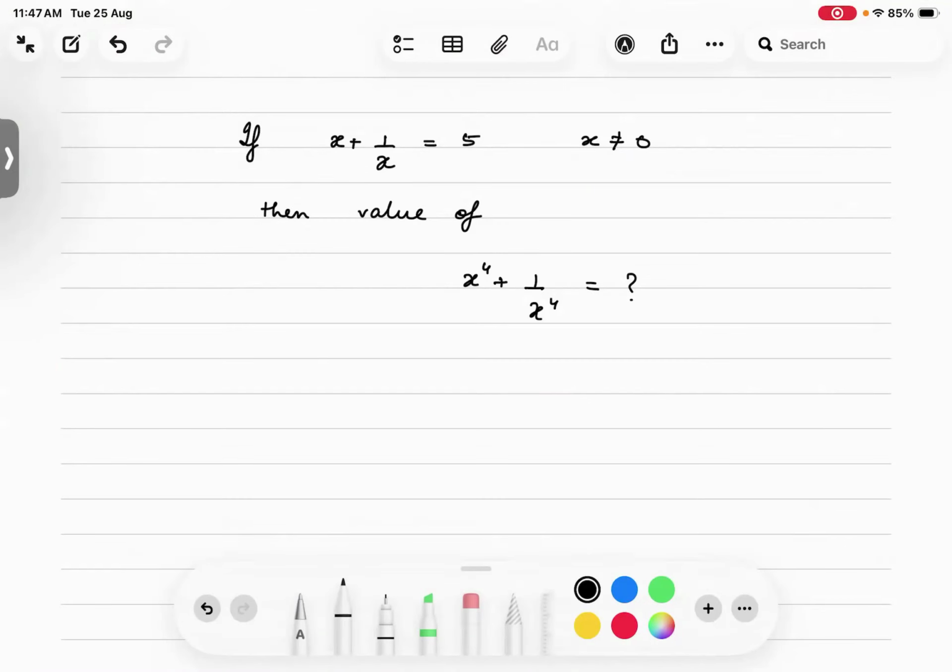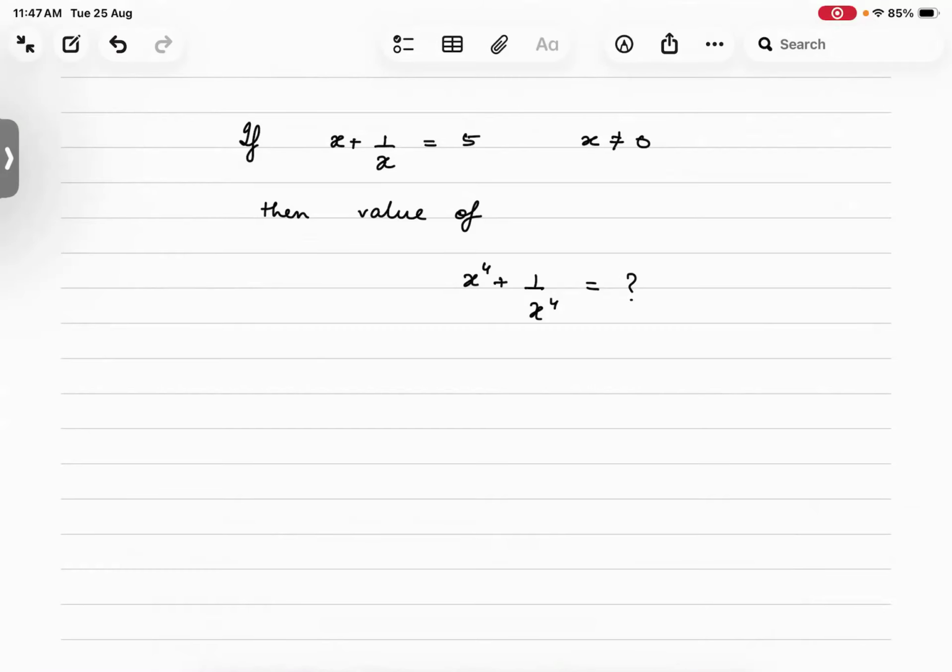Now to solve this question, first of all, we start with what is given. What is given to us? x plus 1 by x is equal to 5. Now focus on what to find. We need to find out what is x to the power 4 plus 1 by x to the power 4, which we can only get when we keep on squaring, because when you square x, you get x squared, and when you further square it, you get x to the power 4. So what do we understand from this? Whatever is given to us, we will square on both the sides of it.